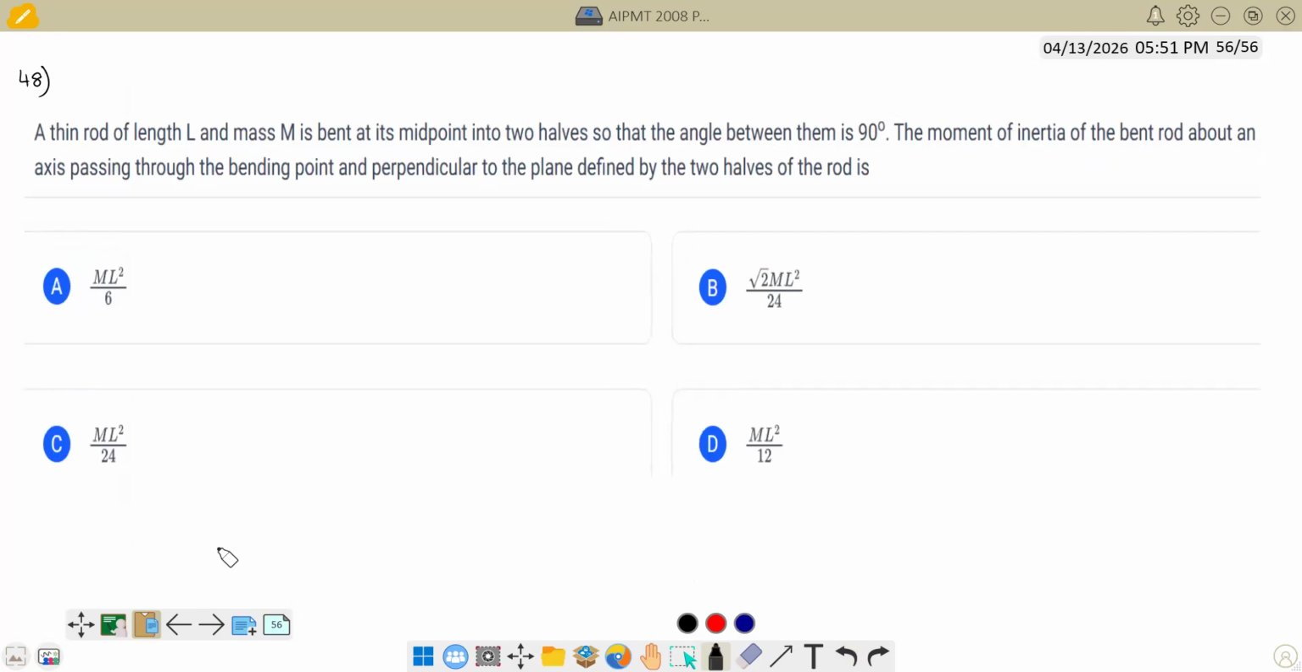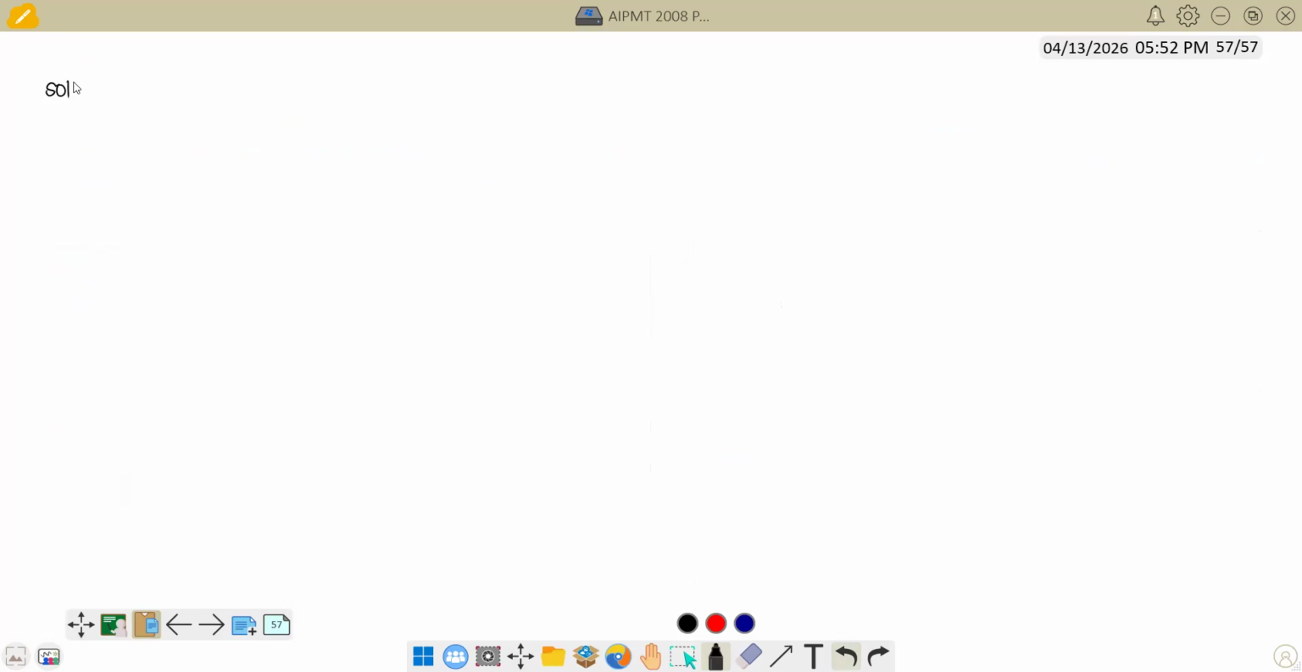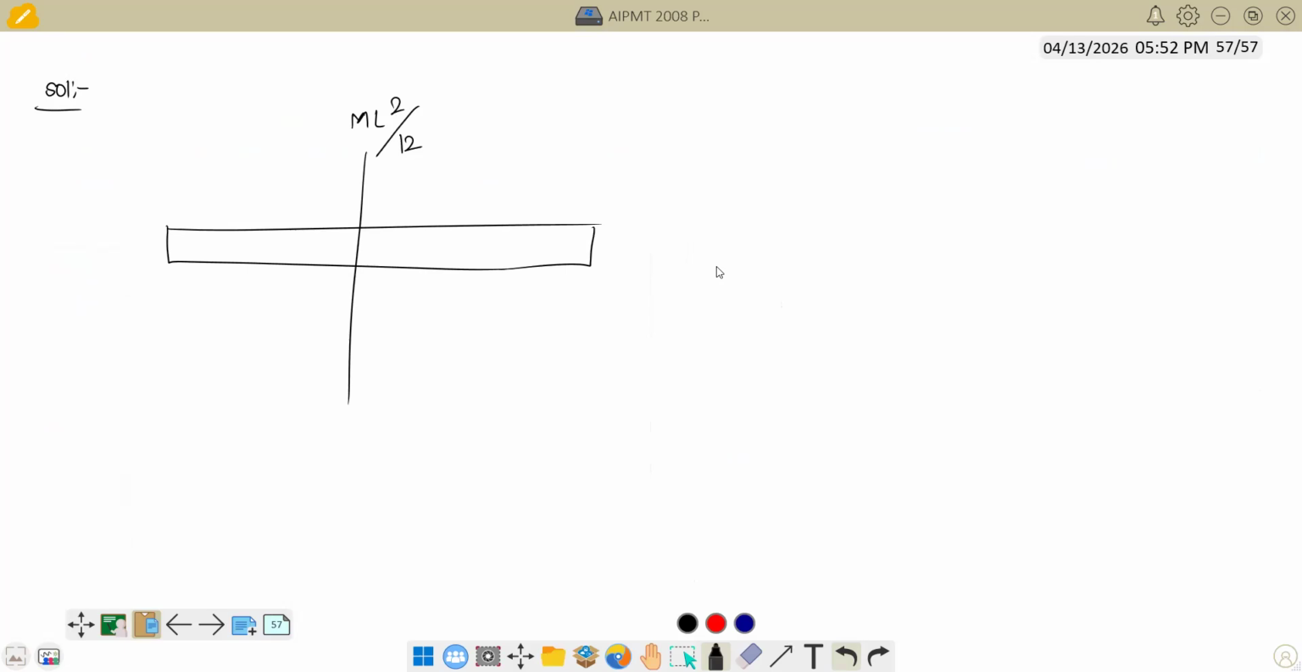A thin rod of length L and mass m is bent at its midpoint into 2 halves, so that the angle between them is 90 degree. The moment of inertia of the bent rod about an axis passing through the bending point and perpendicular to the plane defined by the 2 halves of the rod is. Now, generally, if you have a rod like this, and if you want moment of inertia about the center, we know that it will be mL square by 12. But what the author is asking, what happens if I bend it in this way? And now what will be the value of this?